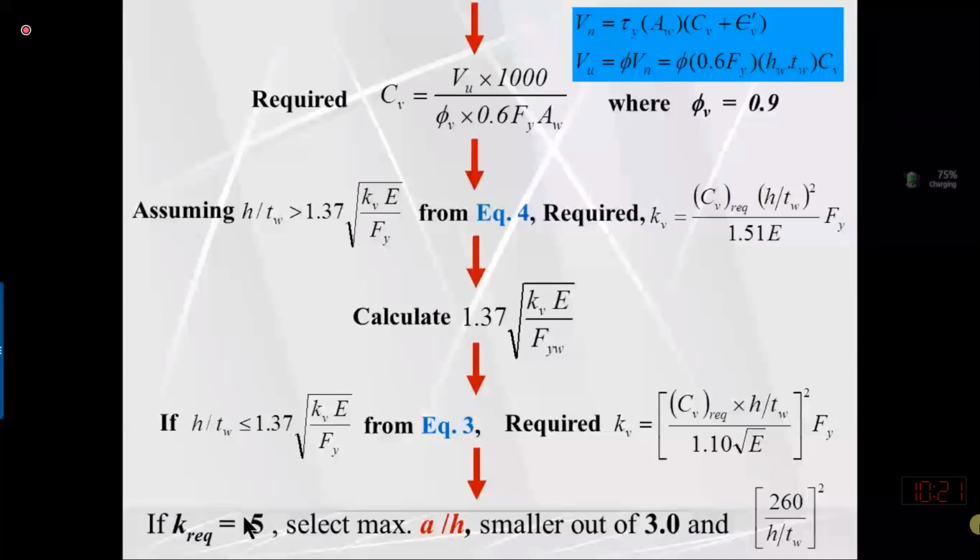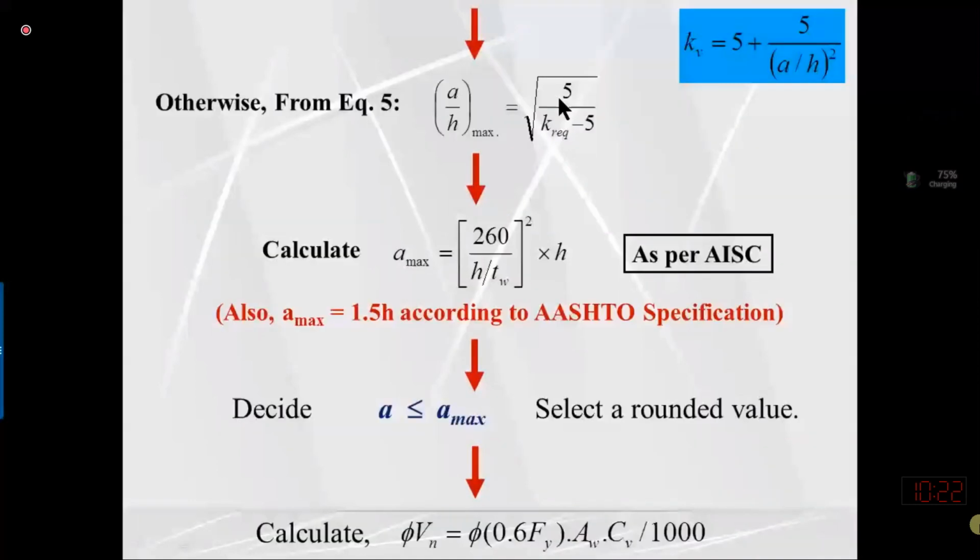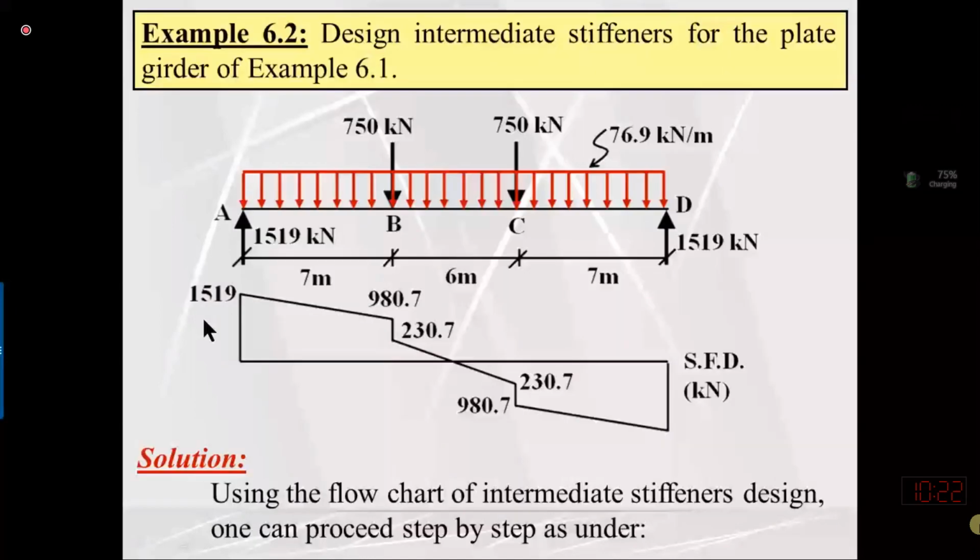So the Vu value you will get from the shear force diagram. For example, I have already shown you this shear force diagram. Here, the maximum shear induced in our plate girder is 1519. This means that the shear capacity of the web should be more than 1519. So for this, we will see how much CV value will be required. For this case, we will determine how much CV value is required.